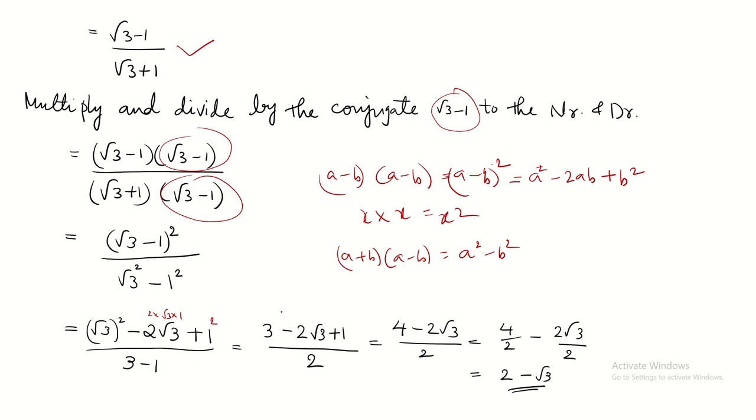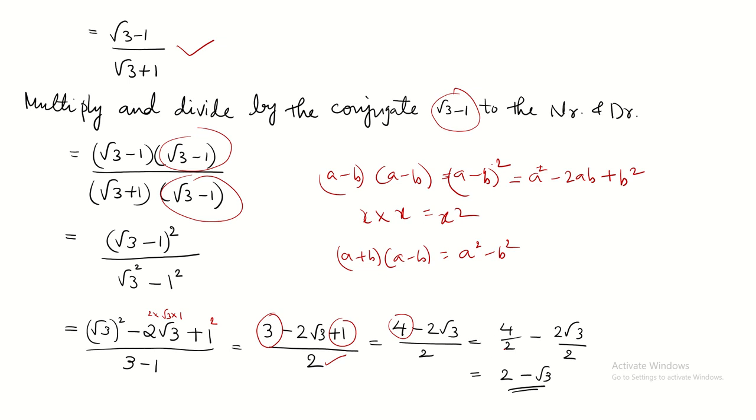Root 3 square again: 3 minus 2 root 3 plus 1, divided by 3 minus 1. You have the answer as 2. Now this 3 plus 1, you have the answer as 4 minus 2 root 3 divided by 2. Now you have to split the terms. So you can write 4 by 2 minus 2 root 3 by 2.